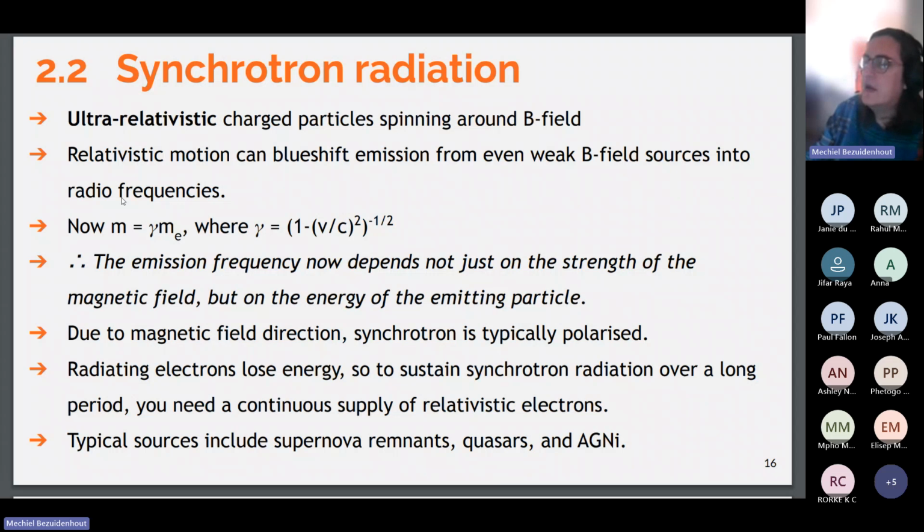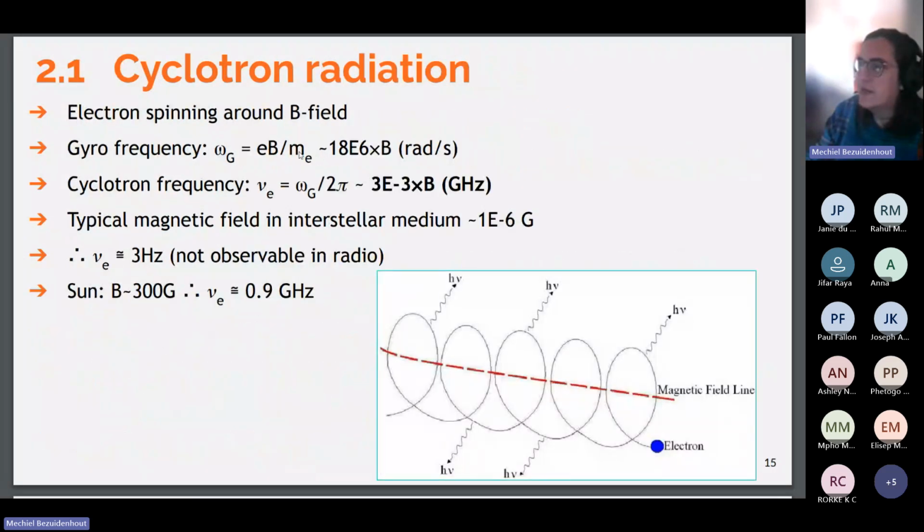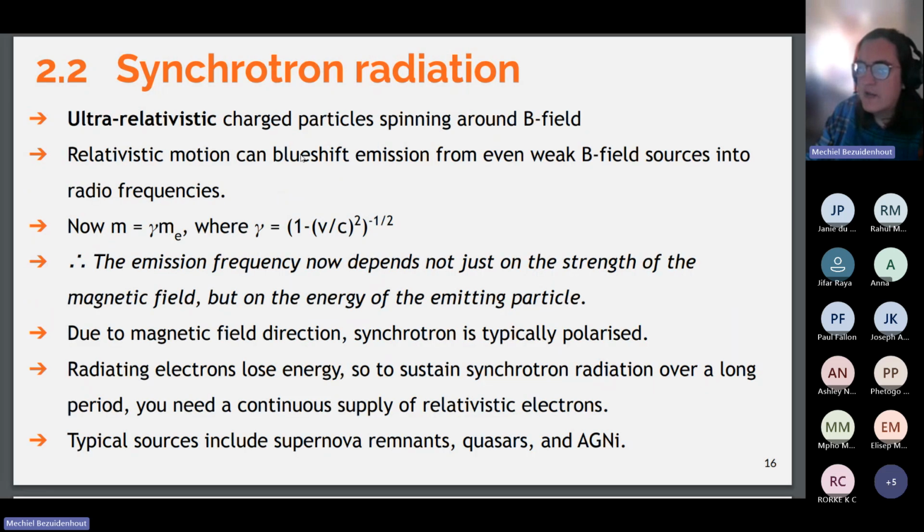radiation. Another important effect now is that if we go back to the gyrofrequency equation, which is inversely proportional to the electron mass, in a relativistic regime, we can't use the rest mass of the electron. We have to use the electron mass multiplied by the Lorentz factor. And the Lorentz factor is dependent on the speed of the electron. So the emission frequency that we get now doesn't just depend on the strength of the magnetic field, but it also depends on the energy of the emitting particle.